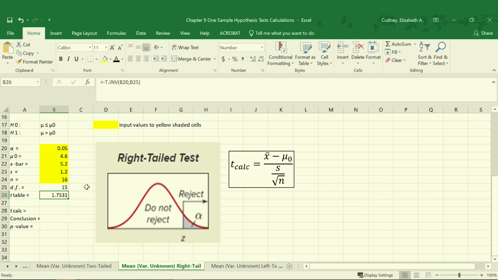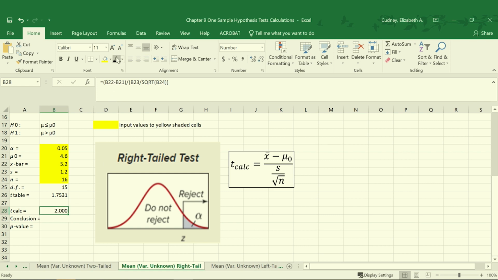So we can calculate our value from our t-table using the function t.inv. Since we're looking at the right-tailed test, we're going to take the negative of the t.inv function, and then we'll use our probability or our alpha value of 0.05 from cell B20 and our degrees of freedom from cell B25. That gives us a t-value of 1.7531. So we'll use that as a comparison for our t calculation.